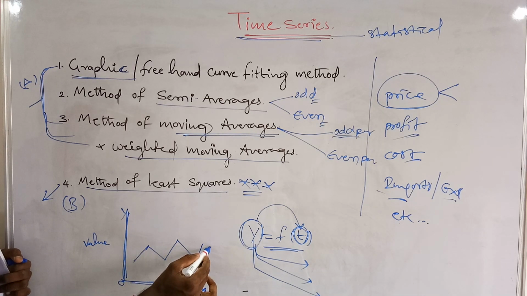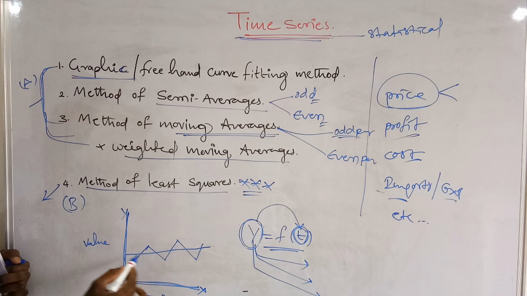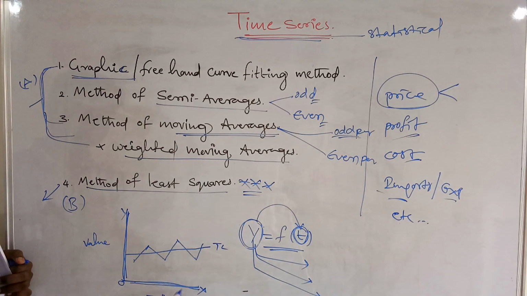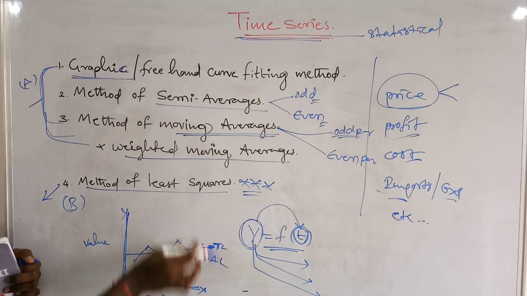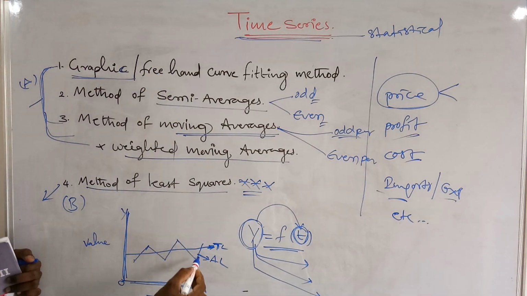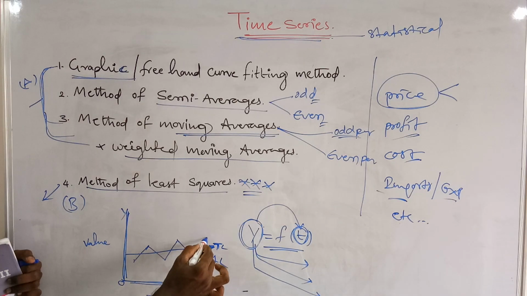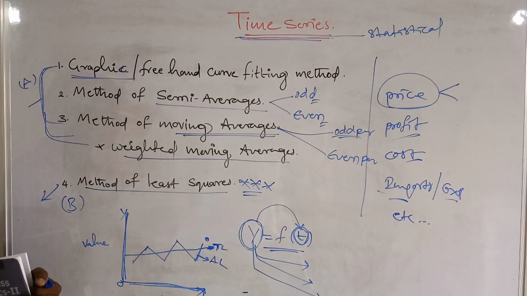Then again we have to draw a trend line. This is the actual line, and this is the trend line. This is the trend line, and this shows the actual line. So according to this graphical freehand curve method, we can easily predict the next year's values of a particular variable.